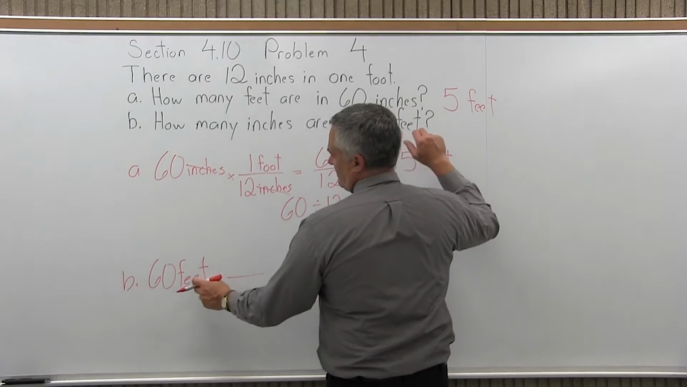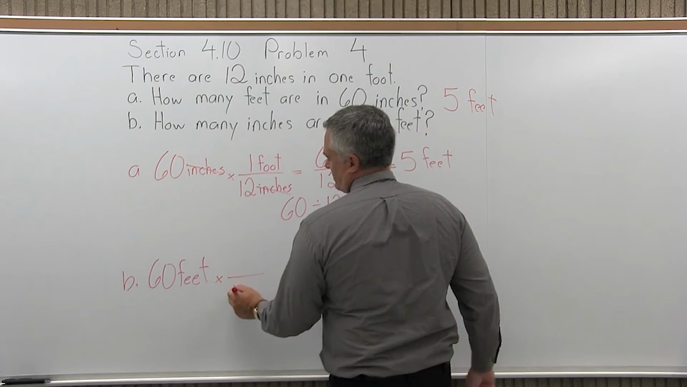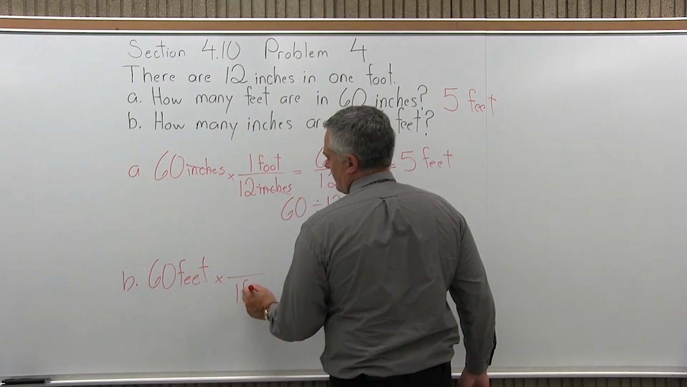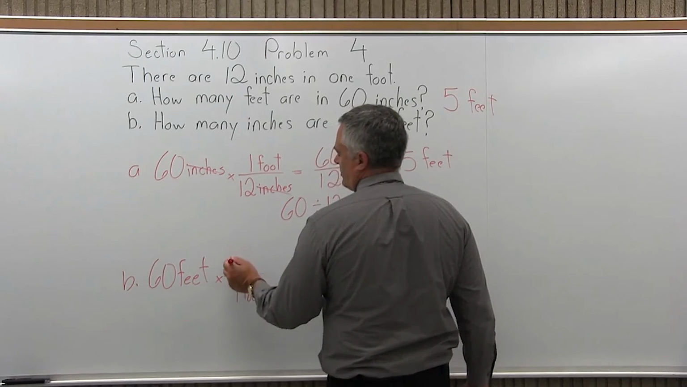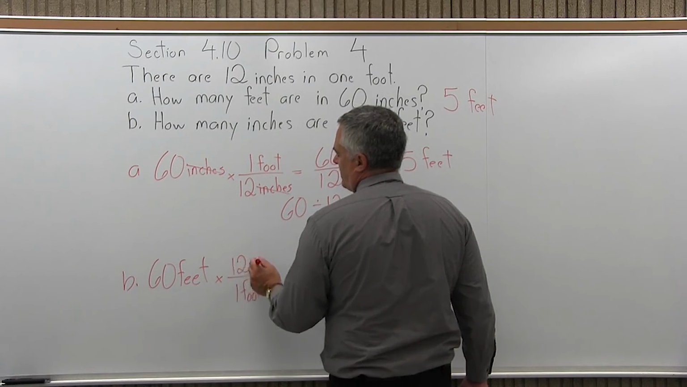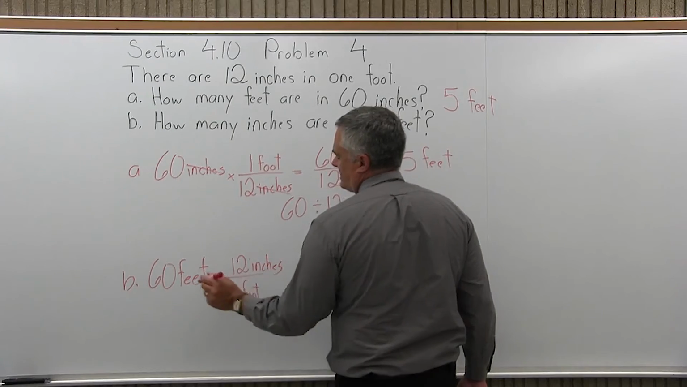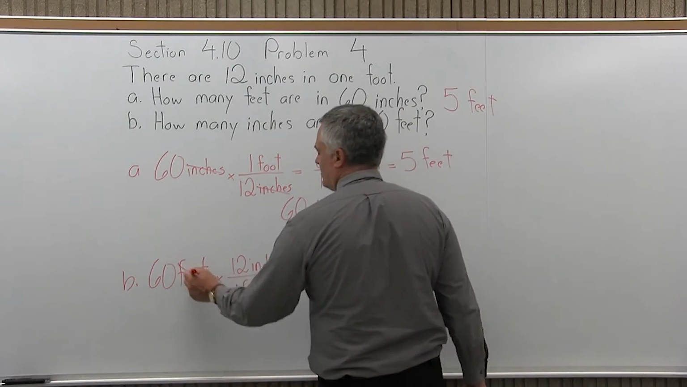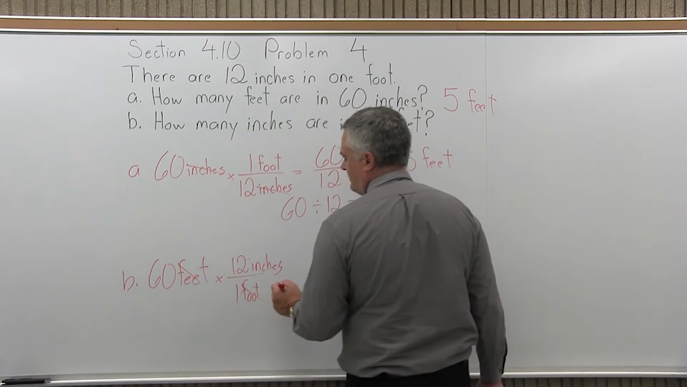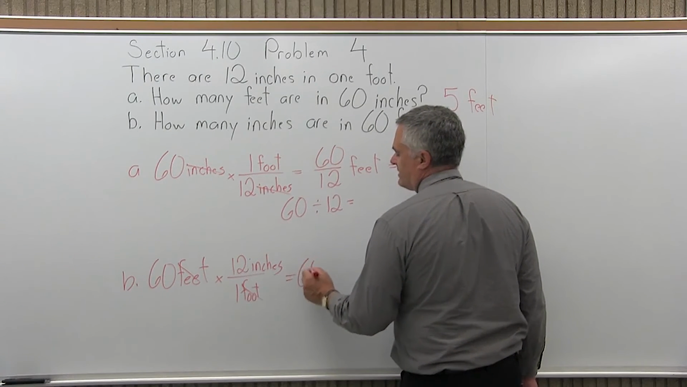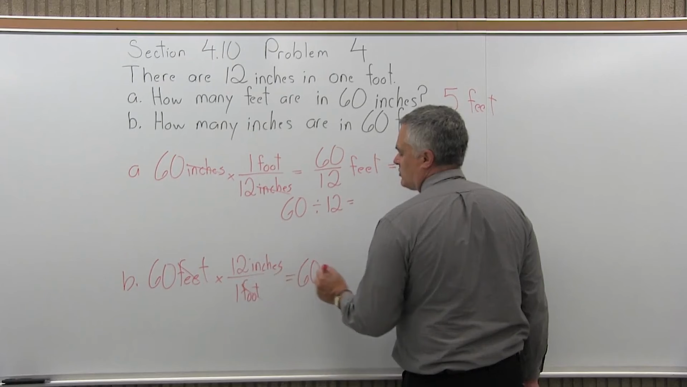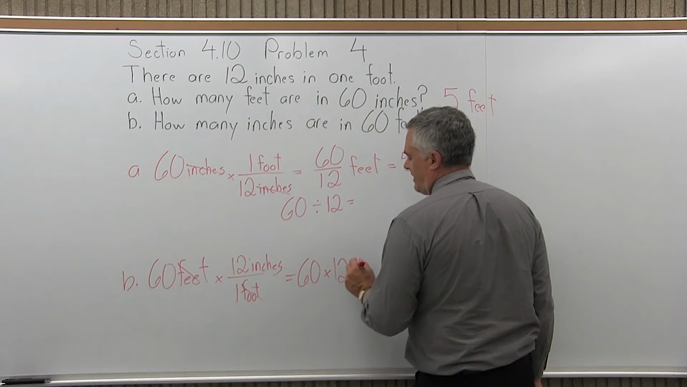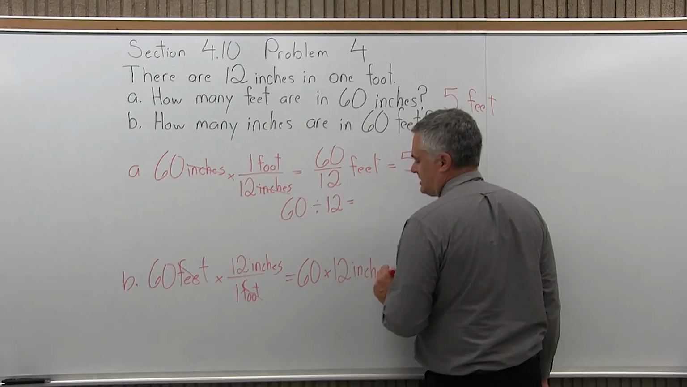So I want to cancel feet. So feet should go in the denominator. So 1 foot. I don't want to write 1 feet. It wouldn't look good. And the equivalent amount that goes in the numerator is 12 inches. Now as I multiply, feet in the numerator, feet in the denominator will cancel. I am left with 60 times 12, and my units of measure will be in inches.